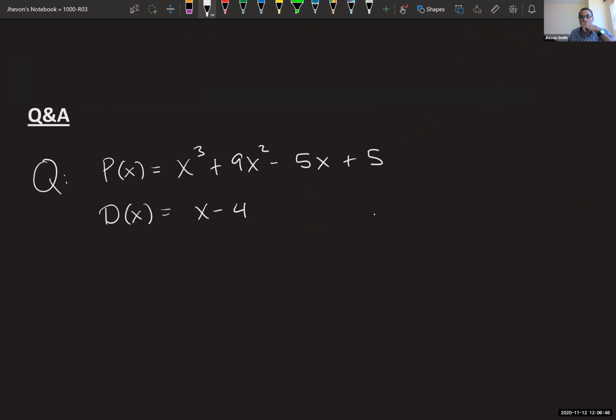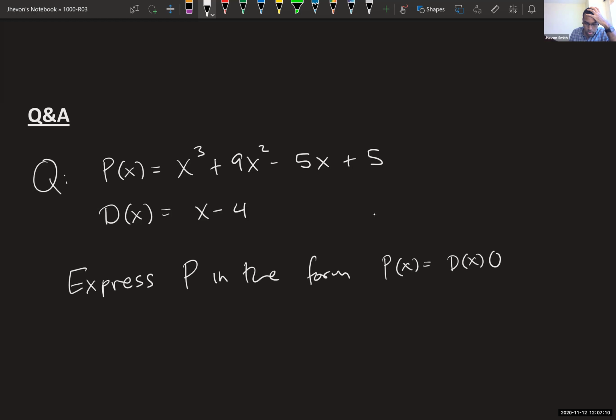And then they were asking to express p in the form p of x equals d of x times q of x plus r of x. Come again? p of x equals d of x, q of x plus r of x. Plus r of x. Right.